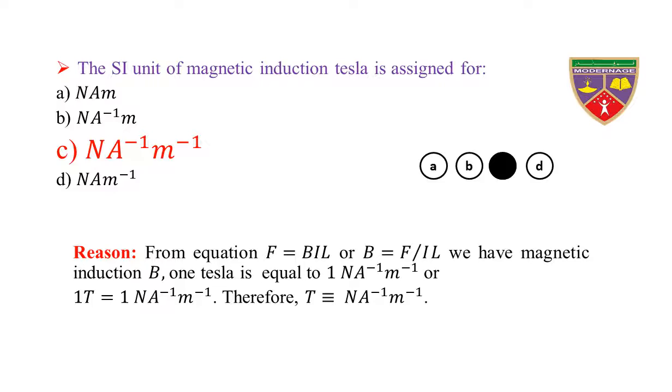Reason: from the equation F equal to BIL, or B equal to F divided by IL, we have magnetic induction B. 1 Tesla is equal to 1 Newton per ampere per meter. Therefore, Tesla is equivalent to Newton per ampere per meter. Hence, the Tesla is assigned to Newton per ampere per meter.